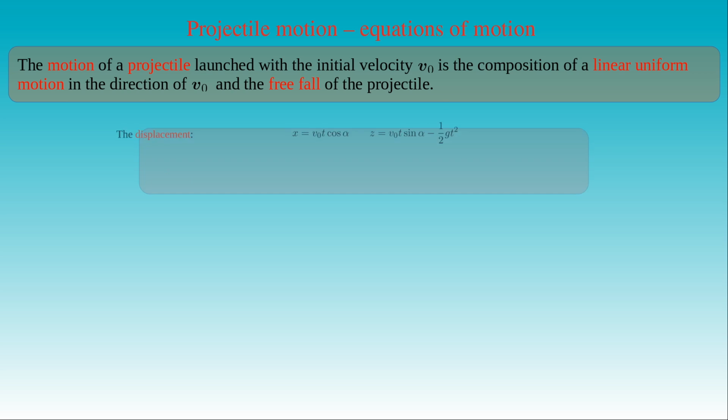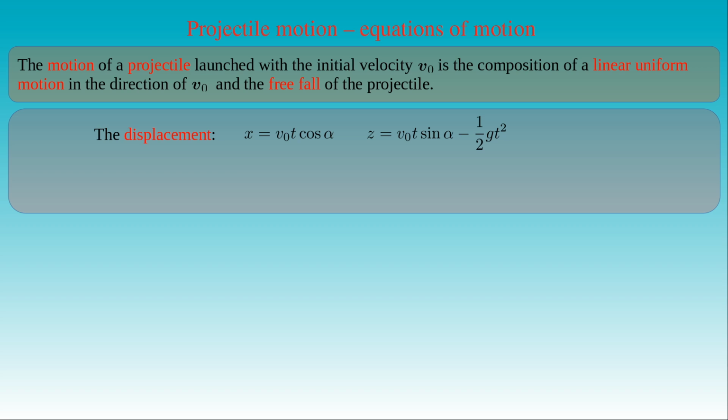The displacement of the projectile in the horizontal direction is along the x-axis and is given by the magnitude v0 of the initial velocity times the time t, times cosine of the inclination angle alpha of the launch. The vertical displacement z is equal to the magnitude of v0 times the time t times sine alpha, minus 1 over 2 times the gravitational acceleration g times t squared. Here we see that the horizontal displacement is due to the uniform linear motion, whereas the vertical displacement is the composition of the uniform linear motion and the free fall of the projectile.